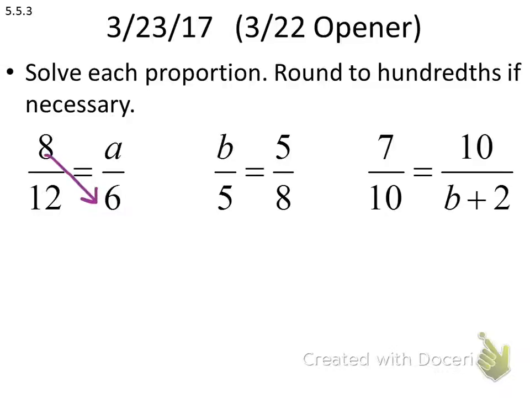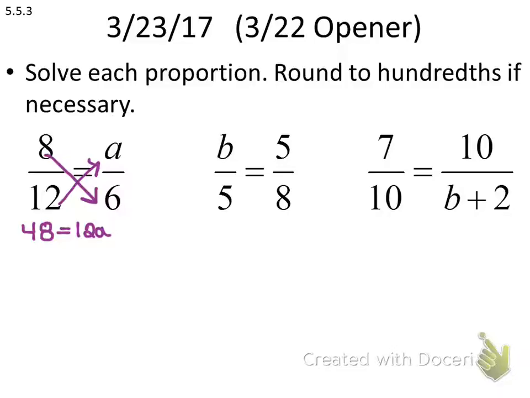Dylan, what do I get when I take 8 times 6? 48. And then I'm going to take 12 times A. What do you get? 12A. What do I put between these two numbers? Equal sign. So now I have a one-step equation that I need to solve for.